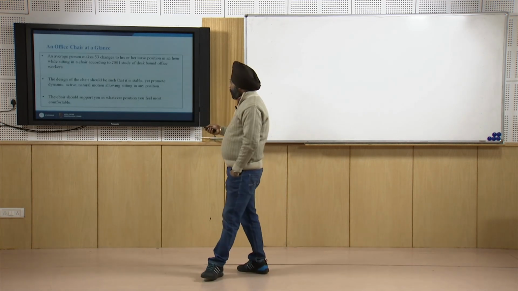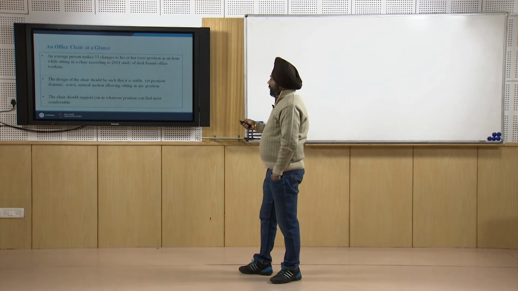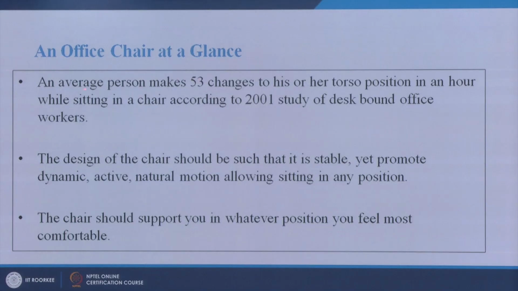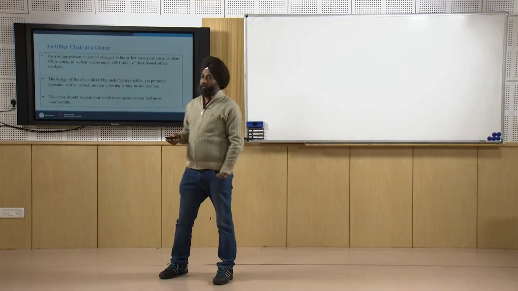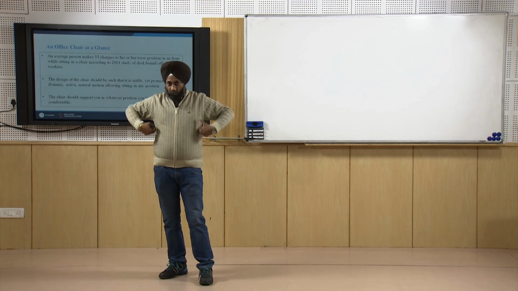Now let us see an office chair at a glance. This is just a summary. An average person makes 53 changes to his or her torso position in an hour while sitting in a chair. This is according to a 2001 study of desk-bound office workers. 53 changes to his or her torso. So the torso is maybe this portion of our body.